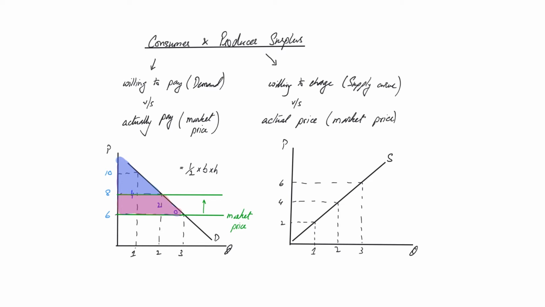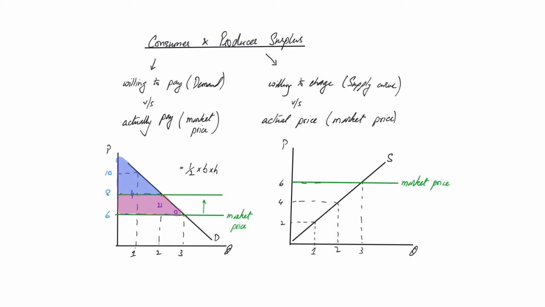Now, the area below the supply curve, like this, represents how much they're willing to charge. $2 is the lowest price that the producer is willing to charge for the first unit. For the second unit, they're willing to charge 4 at least. Now, what is the price that they're actually charging? Let's say they're charging 6. That's the market price, what they're actually charging. This will come from equilibrium.